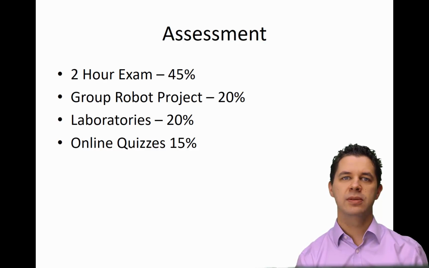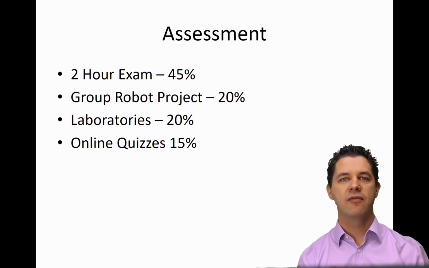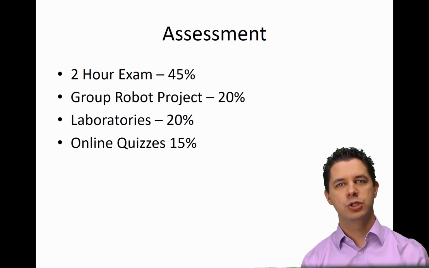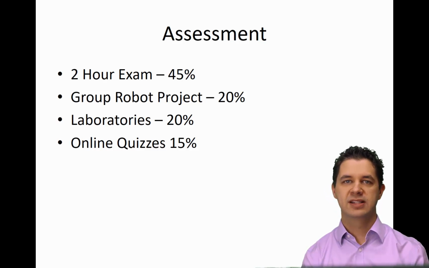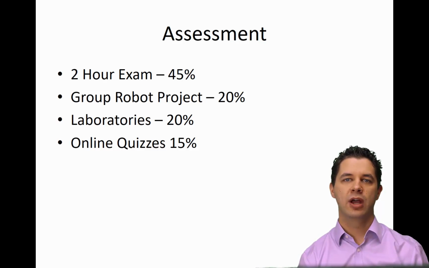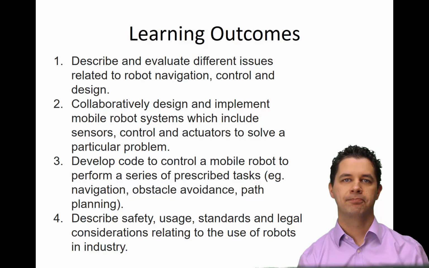In terms of the assessment, the exams are a touch under 50%, so 45%. We have a group project where you'll work together in a team and go through all the systems engineering things, but also actually produce some sort of robotic system. We'll have laboratories which are worth 20% and online quizzes worth 15%.